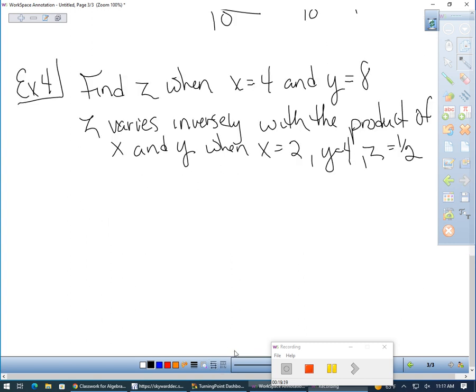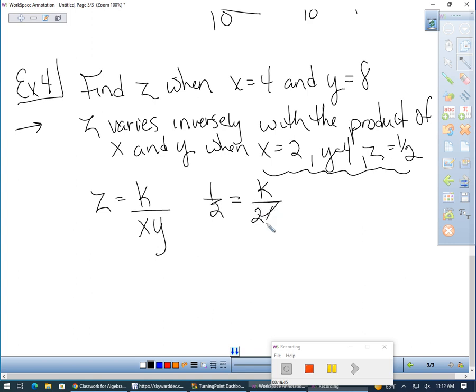All right. So again, the first thing we have to do is use this line right here to write our equation. We have z equals, varies means k, inversely means we're going to divide by the product of x and y. All right, step 2, we're going to use this information in order to figure out k. So we have 1/2 equals k over 2 times 4, or 1/2 equals k over 8.